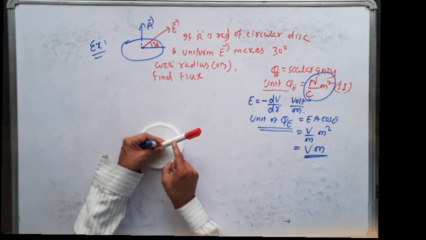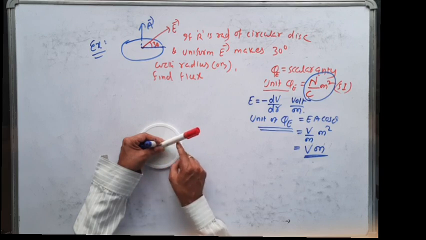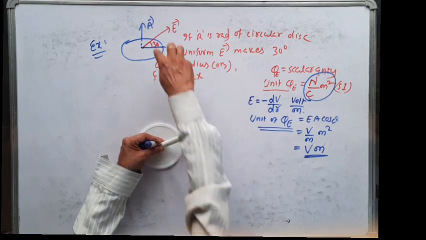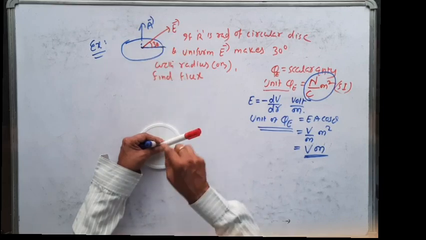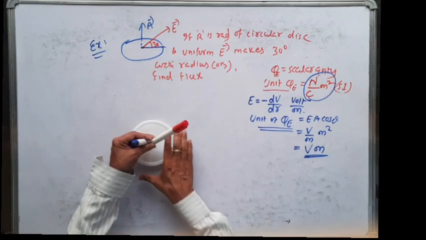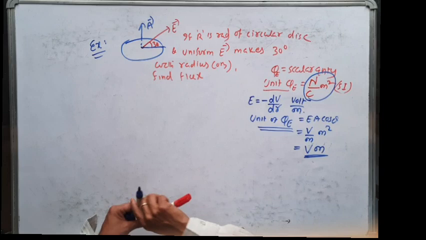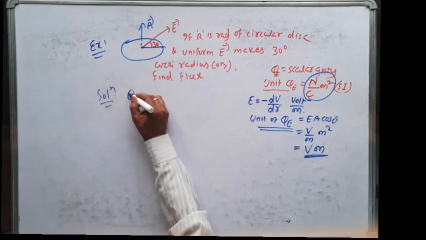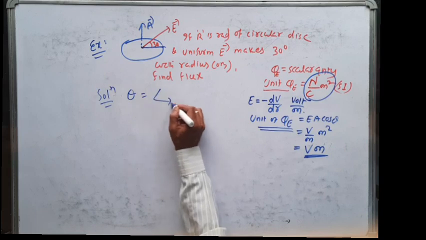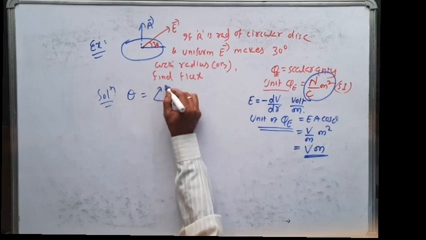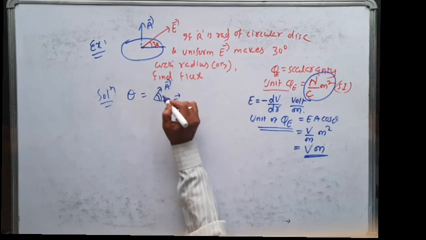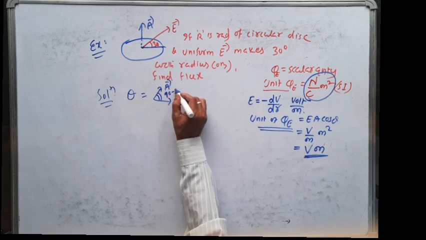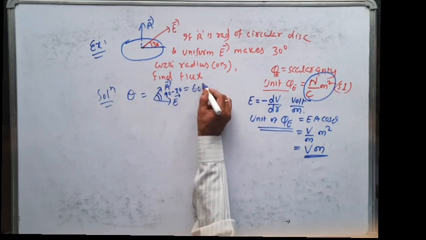So this angle is what? 90 minus this angle. So this angle is 30 degrees. So what is the angle between the area vector and the electric field? It is 60 degrees. So here we can say theta, which is the angle between the area vector and the electric field vector, is equal to 90 minus 30, which is equal to 60 degrees.